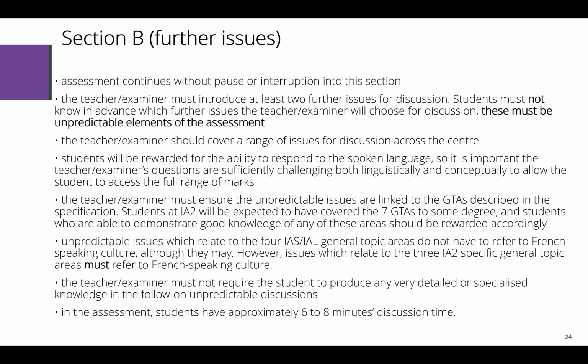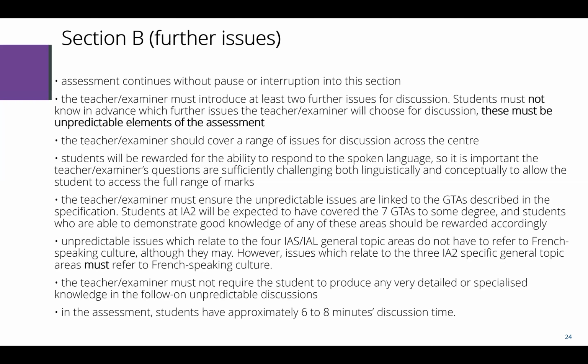You should attempt to cover a range of these issues across the centre. And this is now a discussion, so it's not up for a debate. So here you're asking them what they think about things, why, and they should be able then to bring up some ideas based on what you have covered in your lessons. At this stage, they don't have to have any in-depth knowledge of anything in particular. This is just more about what they've covered within the lesson times.